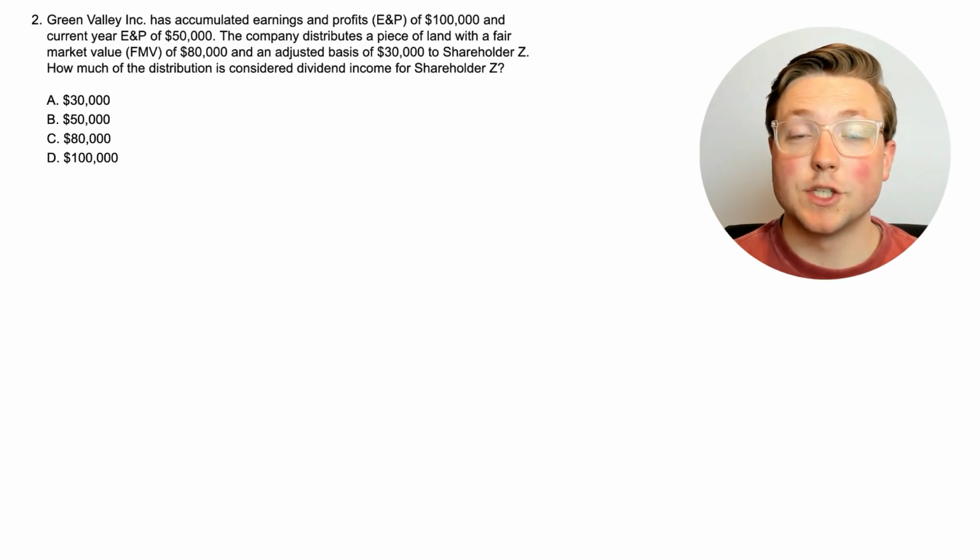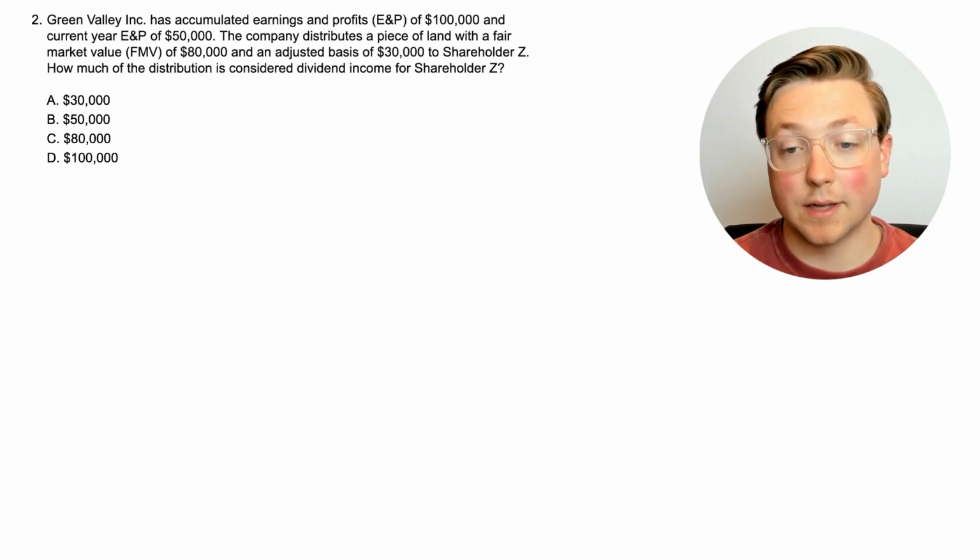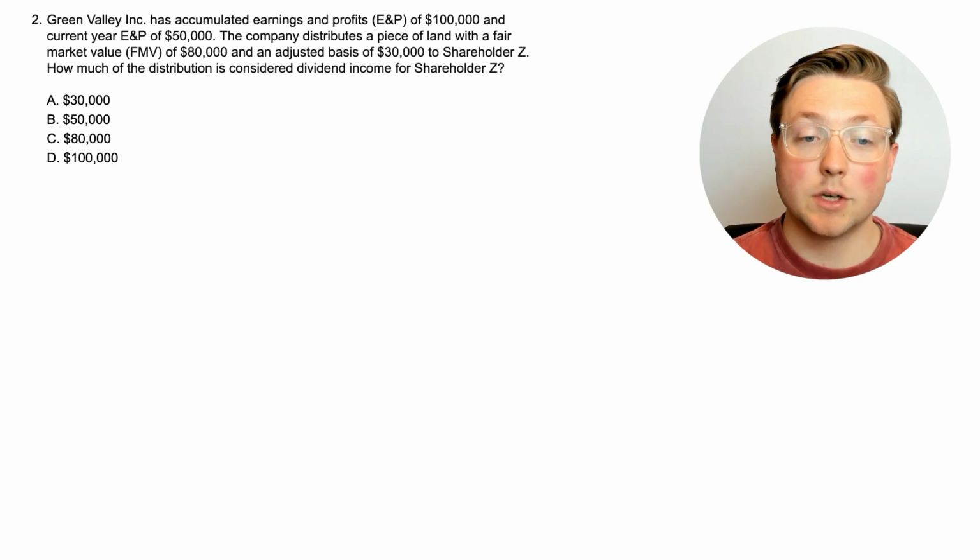Okay, here we are at question 2. Green Valley Inc. has accumulated earnings and profits of $100,000 and current year E&P of $50,000. The company distributes a piece of land with a fair market value of $80,000 and an adjusted basis of $30,000 to shareholder Z. How much of the distribution is considered dividend income for shareholder Z?